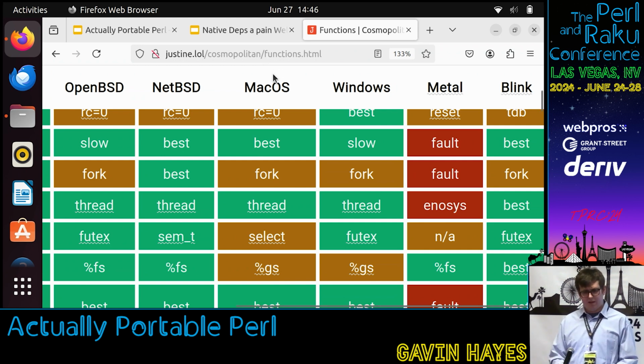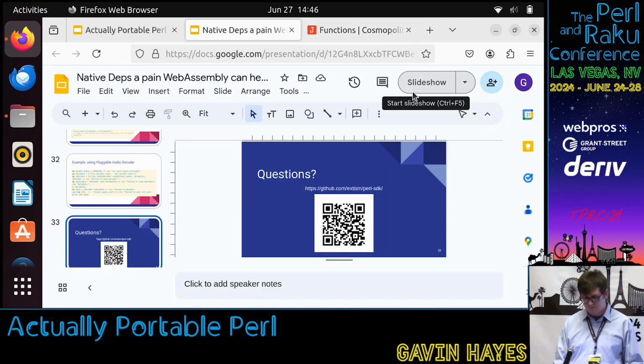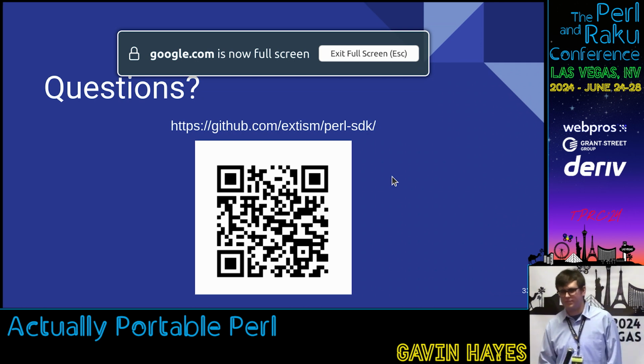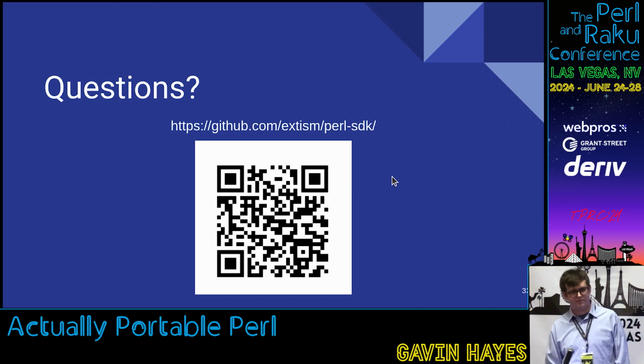And additionally, part of Cosmopolitan is an ape loader that the shell script is actually installing, this executable loader. You can set up your system with binfmt to use that, and so it doesn't even have to go through the shell. Anyone else?